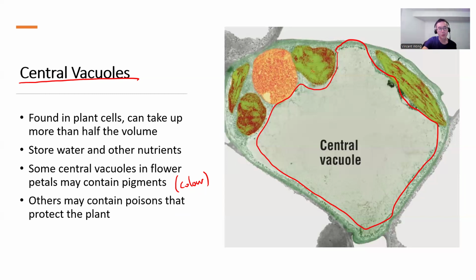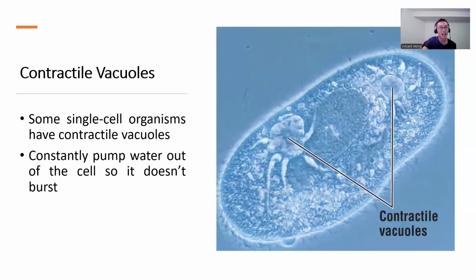So central vacuole is one type of vacuole. There is another kind of vacuole called contractile vacuole. In a contractile vacuole, the function is to continuously pump water out of the cell so it doesn't burst. So this organism here is the paramecium that we talked about previously. It lives in a pond, and it's a type of protist, okay, just like the amoeba.